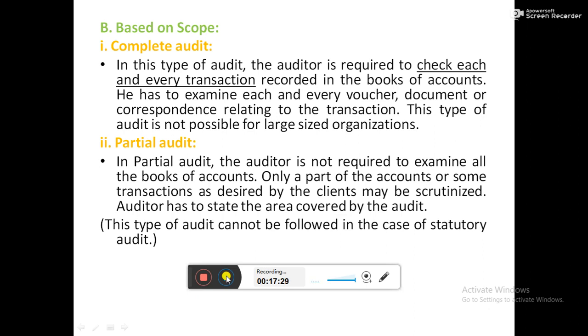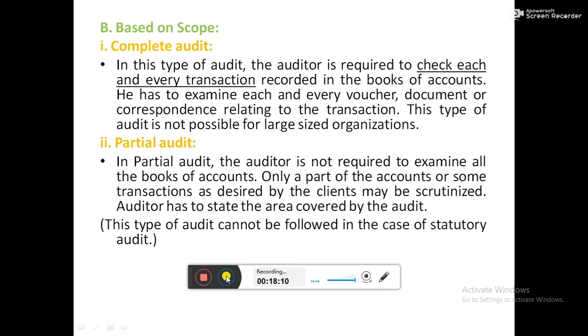The next type of audit based on the scope is partial audit. In partial audit, the auditor is not required to examine all the books of accounts. He can examine only a part of the accounts or some transactions as desired by the clients. Auditor has to state the area covered in that particular audit. So this type of partial audit is not allowed in case of statutory audit.